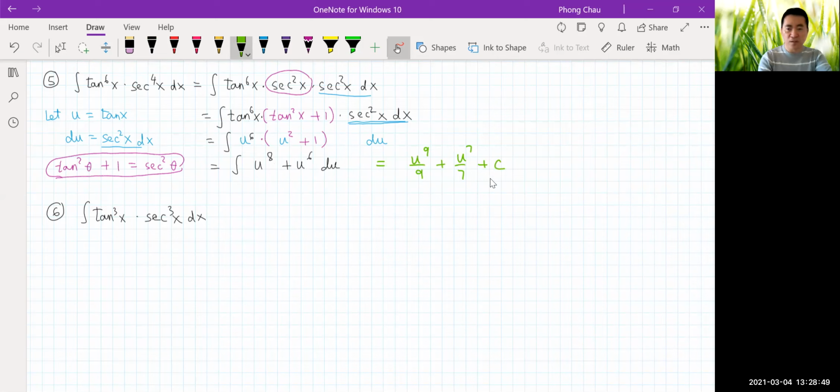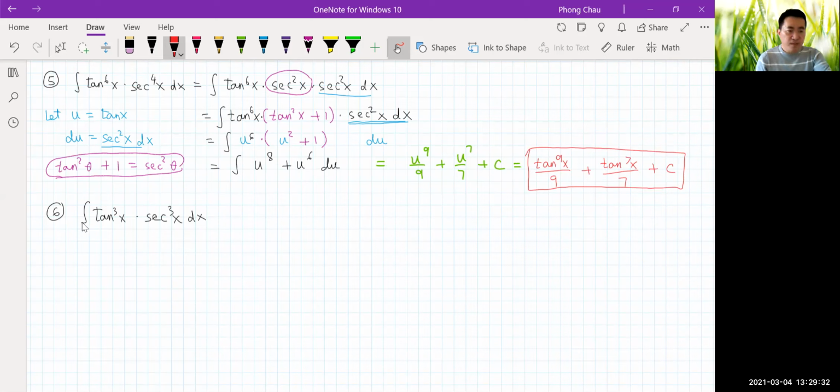And the last step is just the substitution back. So u is what? Tangent. So we have tangent to the 9th over 9 plus tangent to the 7th over 7 plus constant. And that is the answer for number 5.